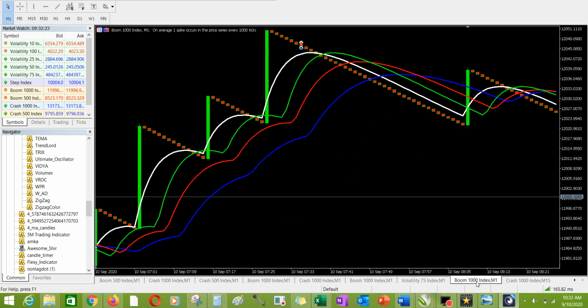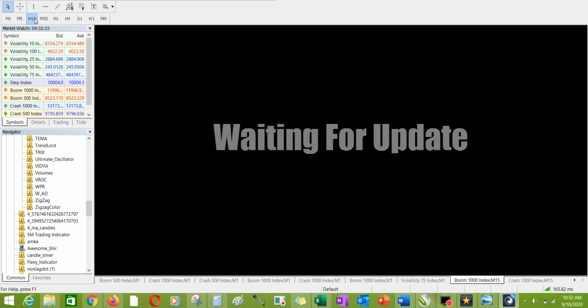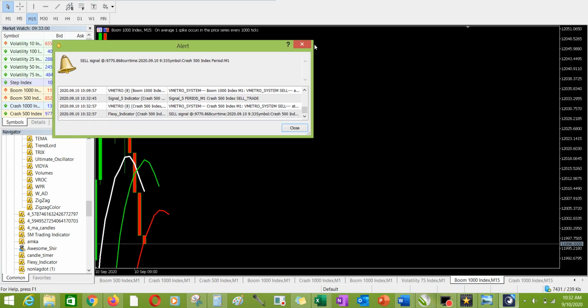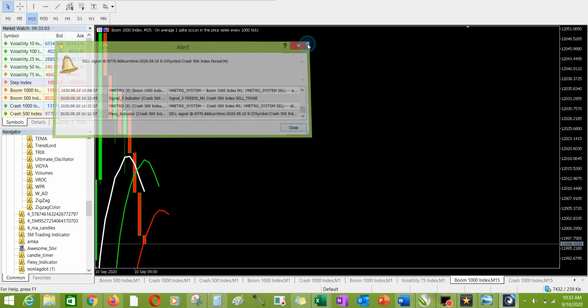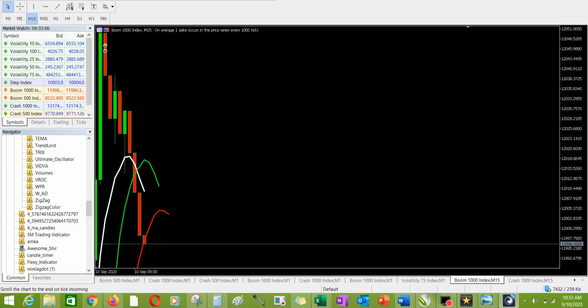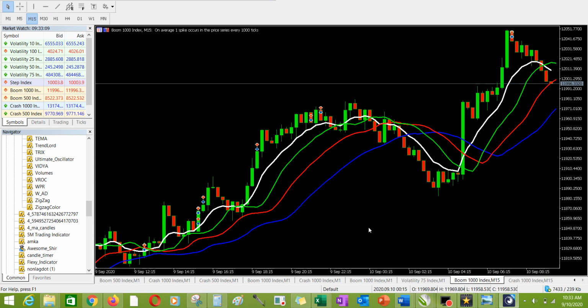Let's check out Boom. Let's take it down to the 15-minute time frame. Okay. Let's wait for it to load. Okay, it is loaded successfully. So let's see what is happening there. Okay, you can see in Boom 15-minute time frame, it is just going down. So you can see it going for a while. So it means that in Boom it might be selling for a while. So you can easily come in and sell for a while.